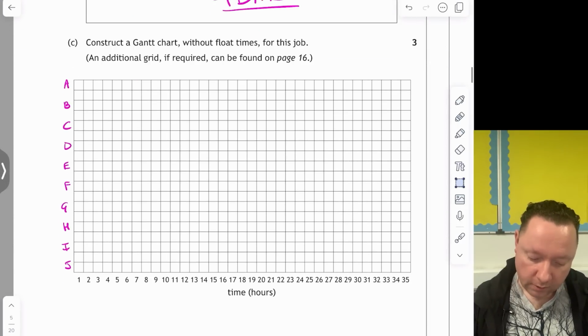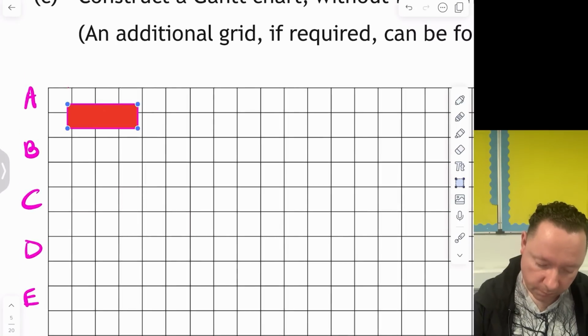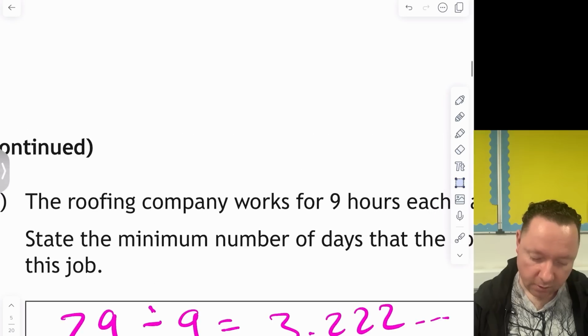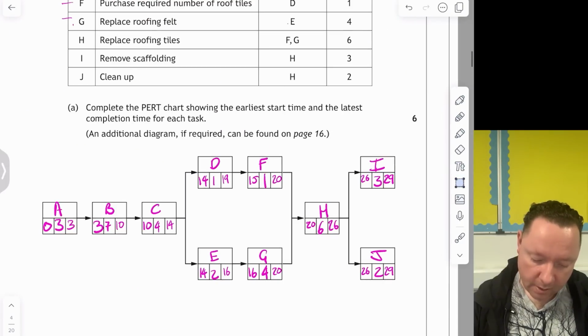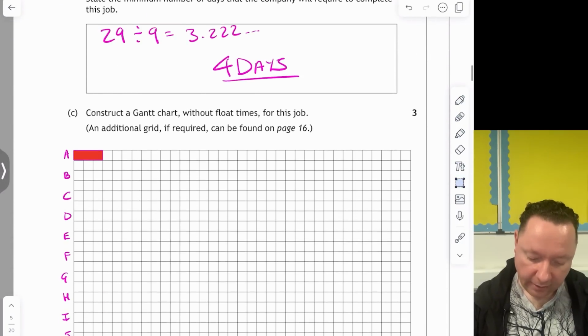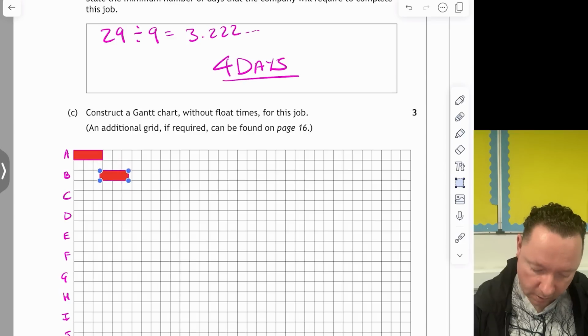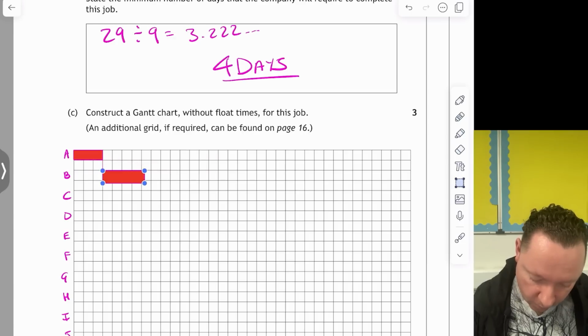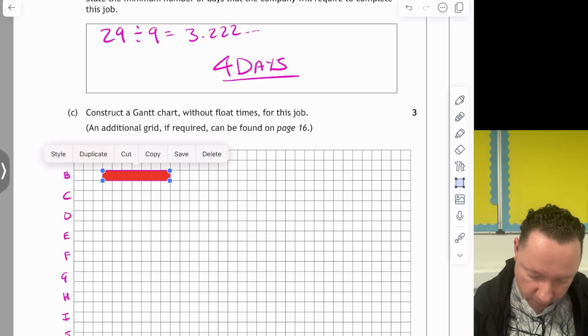A starts at 0, takes 3 hours. I've already pre-prepared some of these, so you'll need to get a ruler and draw these, but there's 1, 2, 3 hours for A, starting at 0. B starts at 3 and takes 7 hours. So I start at 1, 2, 3. At the end of day 3, take 1, 2, 3, 4, 5, 6, 7. Just making sure I'm counting properly.